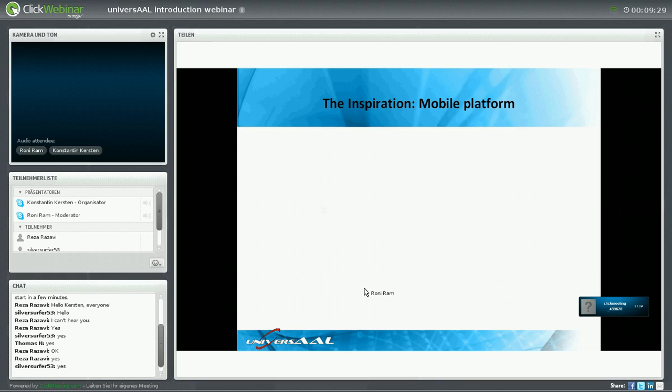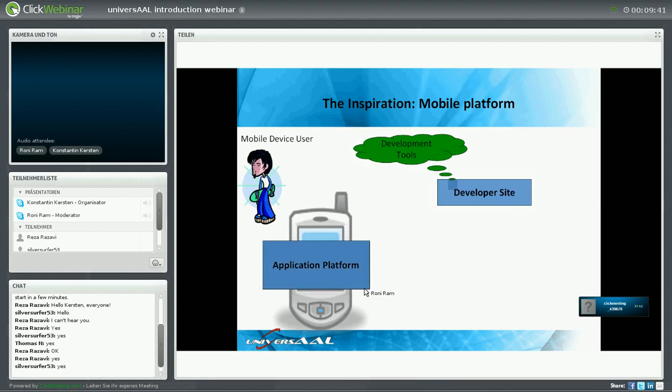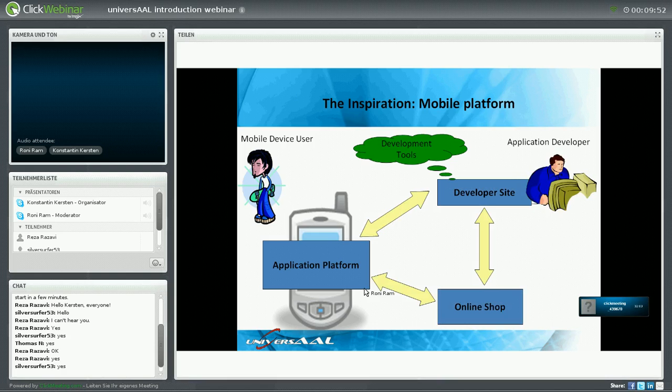The inspiration for the overall solution of universAAL is coming from the mobile domain. We have a user who owns a mobile device that some application platform is running on top of. Now, on the other hand, we have a developer site with development tools and an online shop that is the shop for all the applications that are available.